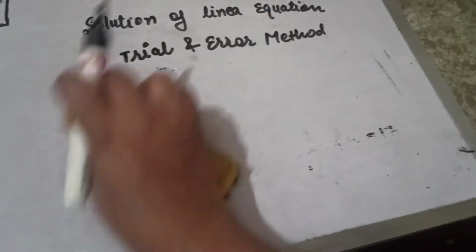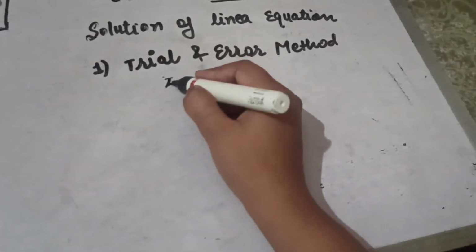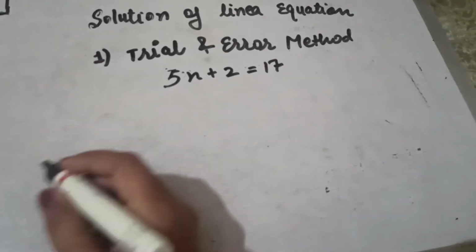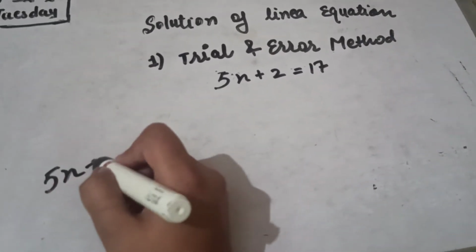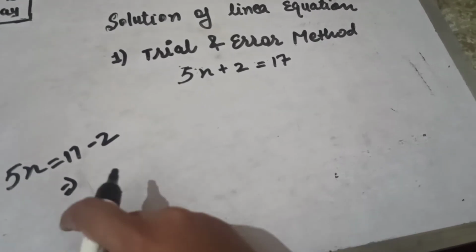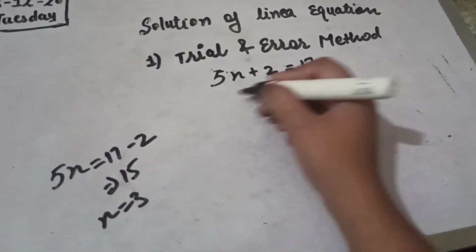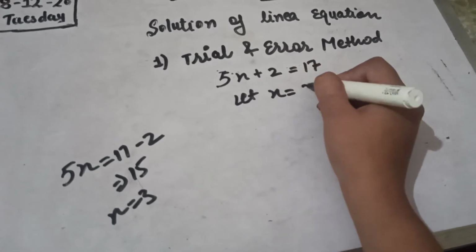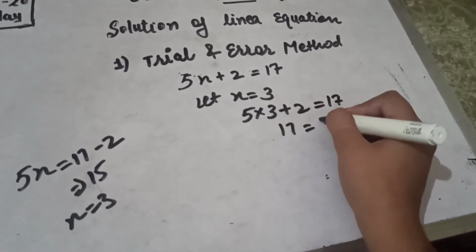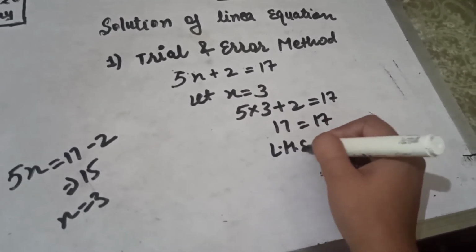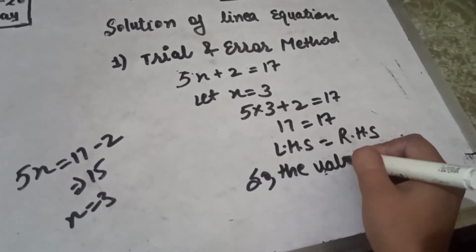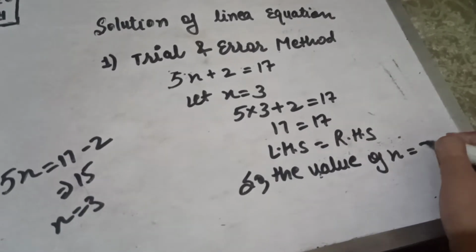For this, the best method is... trial and error is very time consuming. It takes a lot of time for you to solve, children. So what is best for this? On rough paper, you can do it like this: the 2 here, plus, will change the side. We will do this with the transposition method. 15 and x equals 3. You will put, let x equals 3. 5 multiplied by 3 plus 2 equals 17. When you solve it, 17 equals 17. Left hand side equals right hand side. So the value of x equals 3. Clear?